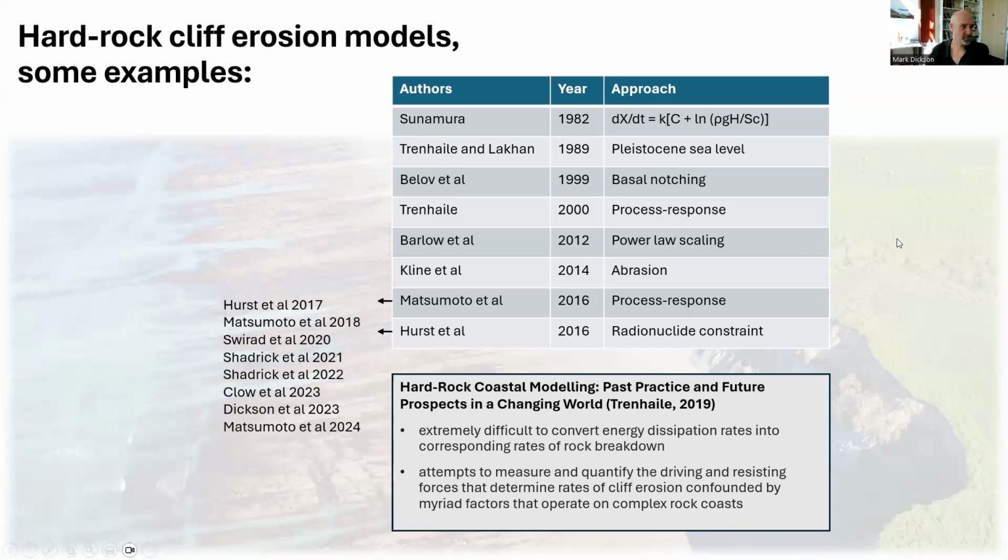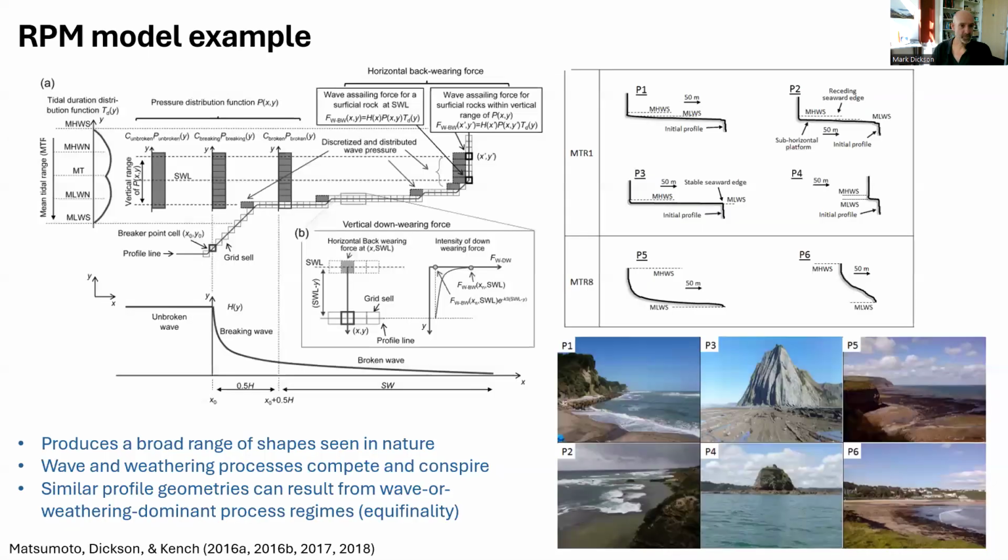Once again, I hope I'll be forgiven for picking on a couple of models that I've been closer to: the work of Hiro Matsumoto, who did his PhD work with me many years ago now, and also the work of Martin Hurst, followed by Shadrick and others, using cosmogenic radionuclides. So let's start with Hiro's work on the rock profile model. Again, I'm not going to get into the details of this model.